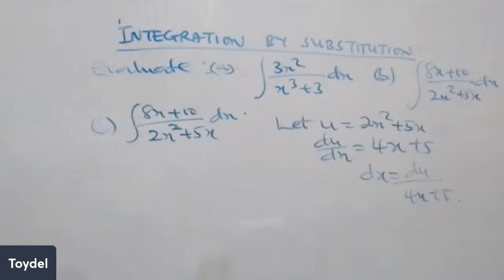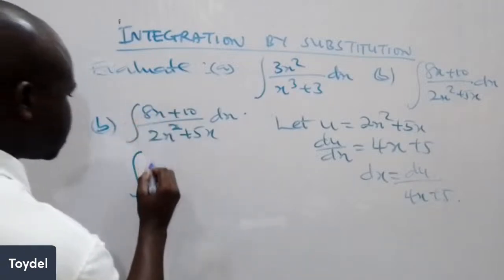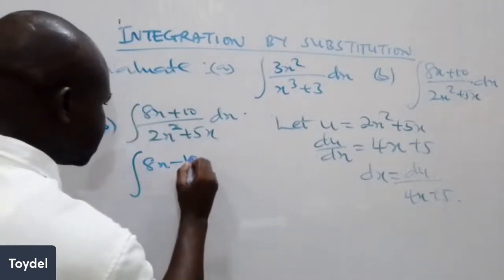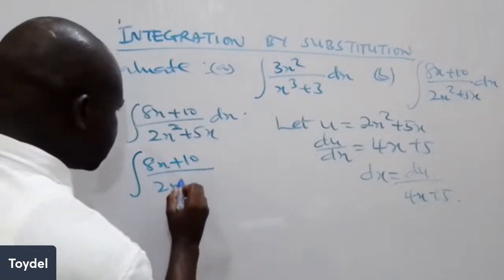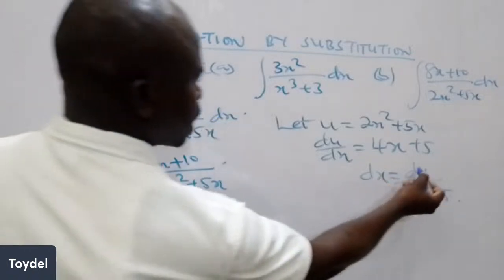Please, let's look at it very well. I will not go back to the equation and substitute. Instead of what I have here, I'm going to say this is 8x minus 10 plus 10 all over 2x squared plus 5x. So instead of dx now, I'll write it in the form of du.